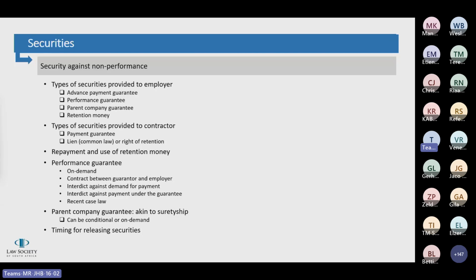So firstly, looking at interdicting a guarantor against payment under a bond, an on-demand bond. The only basis on which a contractor can successfully interdict payment by a guarantor under an on-demand bond is in the case of fraud, and this is known as the fraud exception.